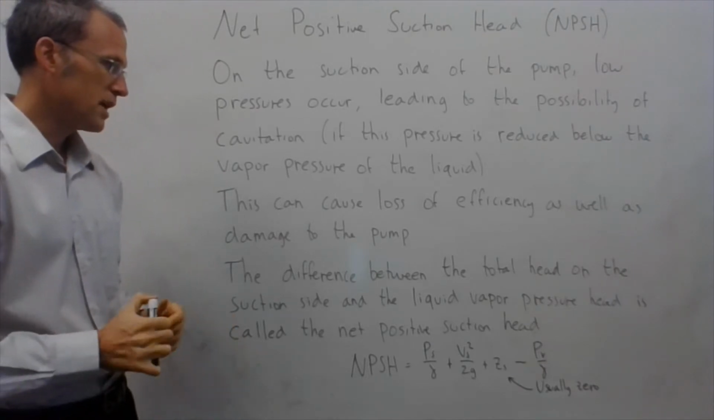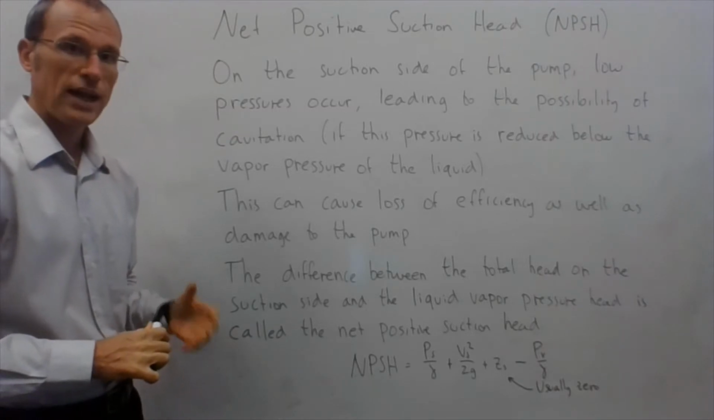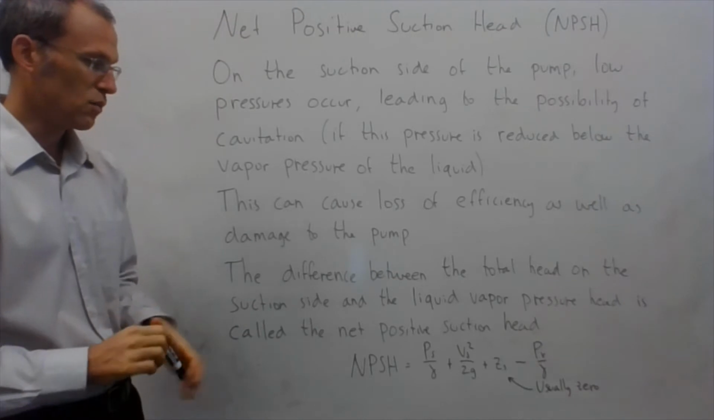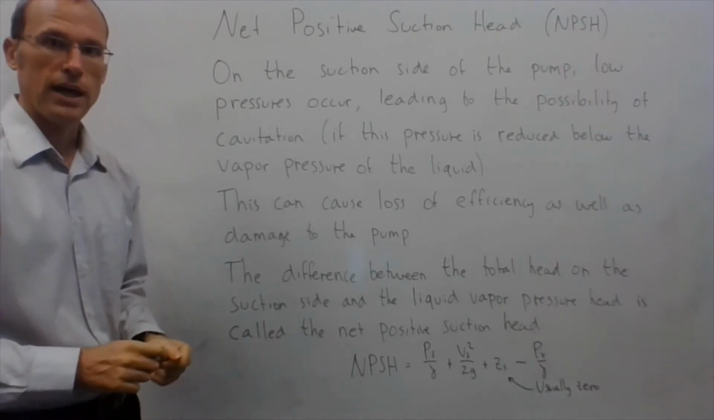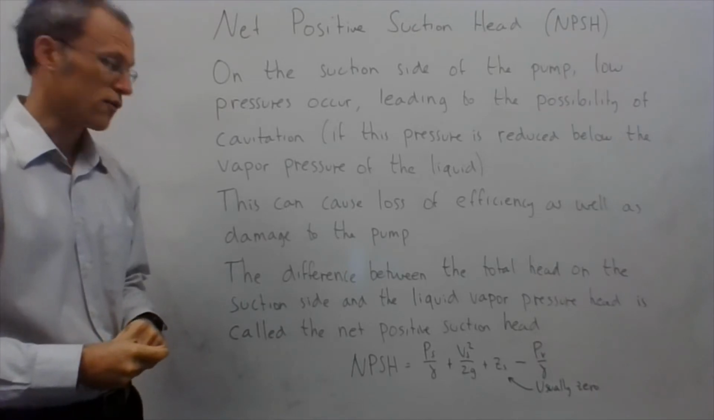So NPSH, net positive suction head, is defined as the difference between the total head on the suction side and the vapor pressure of the liquid. Basically, again, we want that to be a positive number, and the higher the better, because the higher that is, the further away we are from cavitation.